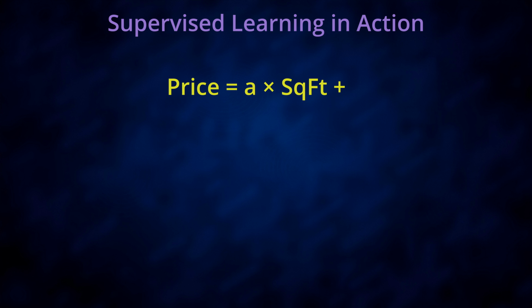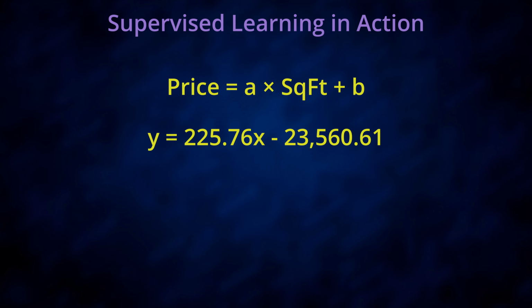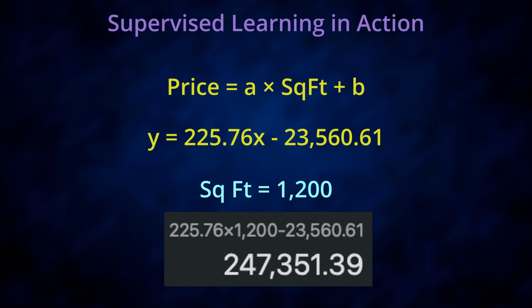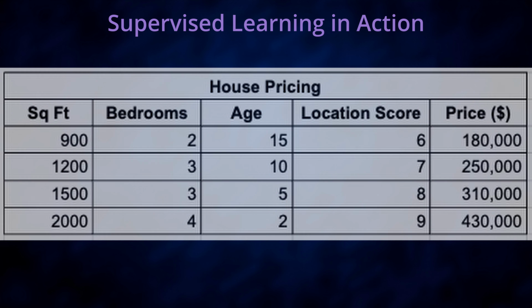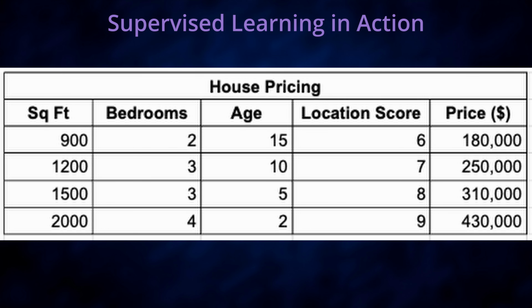It learns a simple formula, a slope and a bias, that lets it estimate house prices. So if we enter a new house, say 1,200 square feet, the model predicts around $250,000. In real models, we don't rely on one feature.